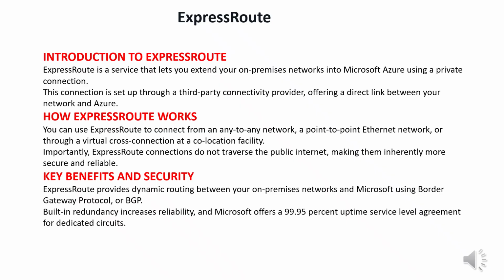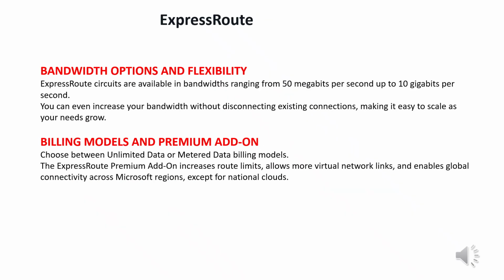ExpressRoute provides dynamic routing between your on-premises networks and Microsoft using Border Gateway Protocol, or BGP. Built-in redundancy increases reliability, and Microsoft offers a 99.95% uptime service level agreement for dedicated circuits. ExpressRoute circuits are available in bandwidths ranging from 50 megabits per second up to 10 gigabits per second. You can even increase your bandwidth without disconnecting existing connections, making it easy to scale as your needs grow.